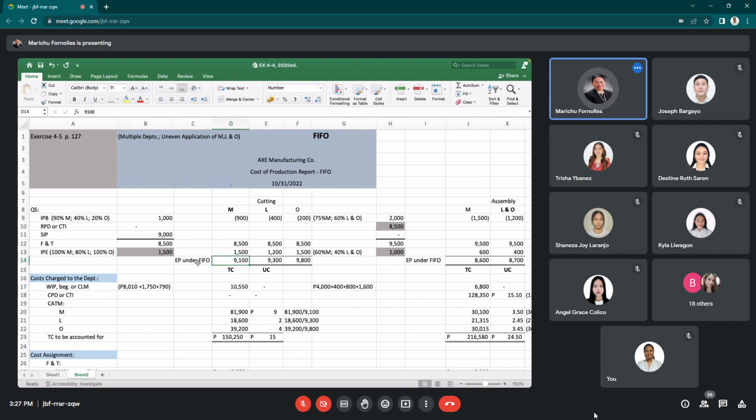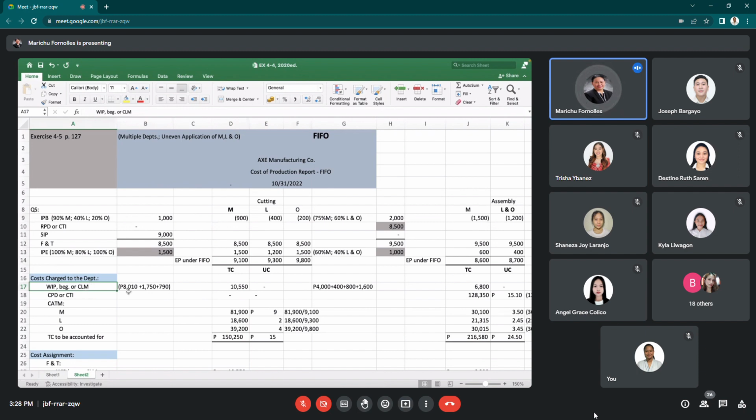After that, the next step is to prepare the cost charged to the cutting department, or CCTD. This CCTD section is assigning peso amounts to our sources. Cutting has only two sources, the IPB and the SIP. So that is why in the cost charged to the cutting department, you determine the value of the work in process beginning, which is the costs from last month.